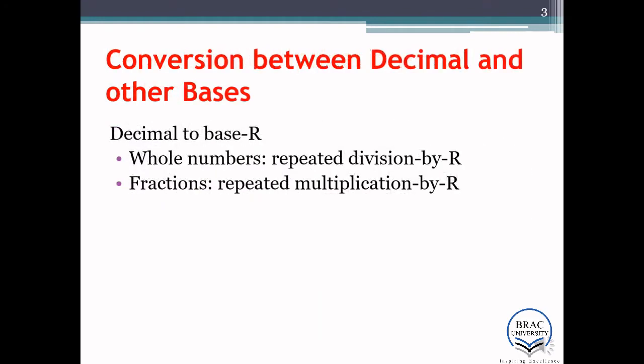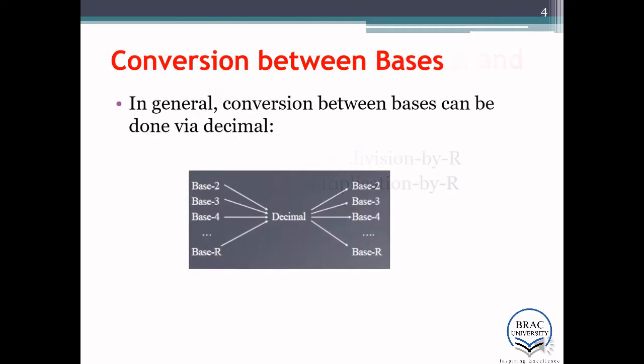Conversion between decimal and other bases. Decimal to base R. For whole numbers, we need to do repeated division by R. For fractions, we need to do repeated multiplication by R, which is pretty much similar to what we discussed before. Conversion between bases: in general, converting between bases can be done via decimal. Say you are asked to convert from binary to octal, then you need to convert binary to decimal, then decimal to octal, or the other way around.